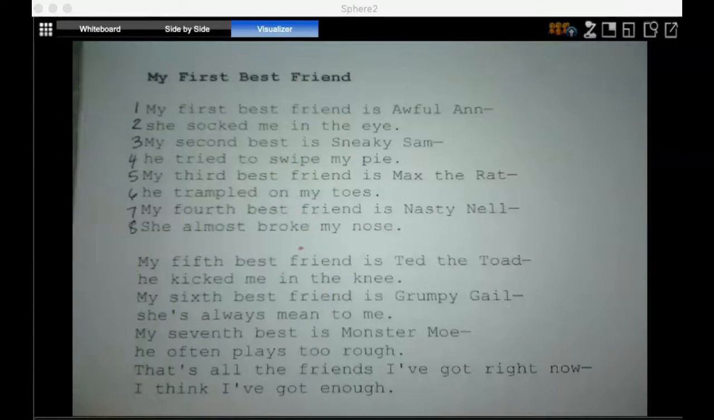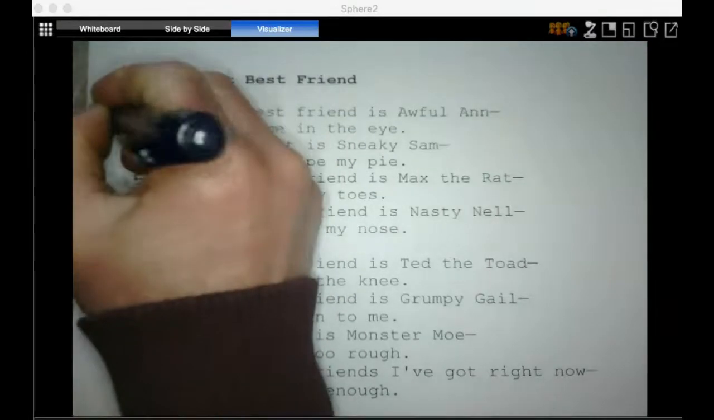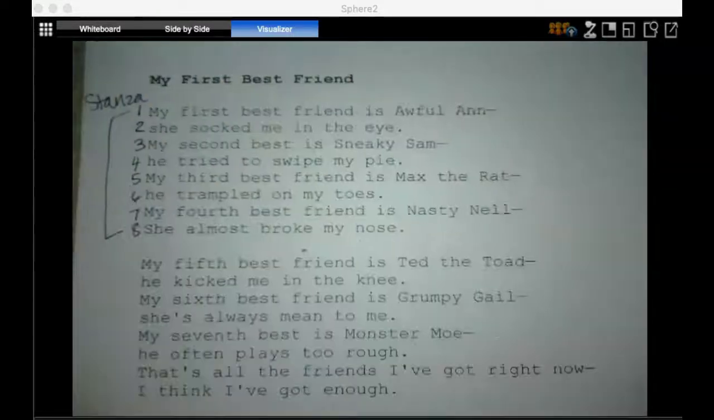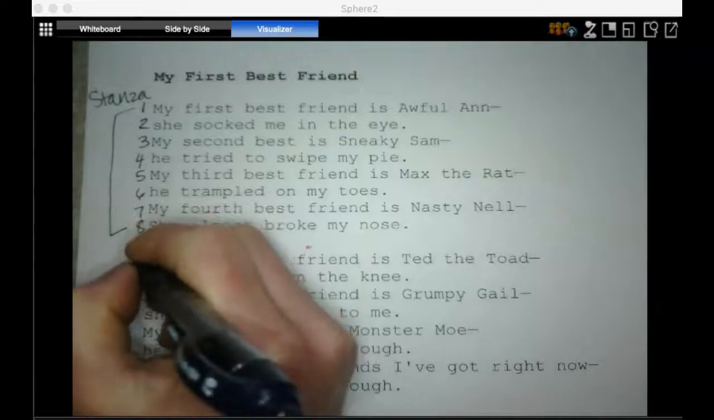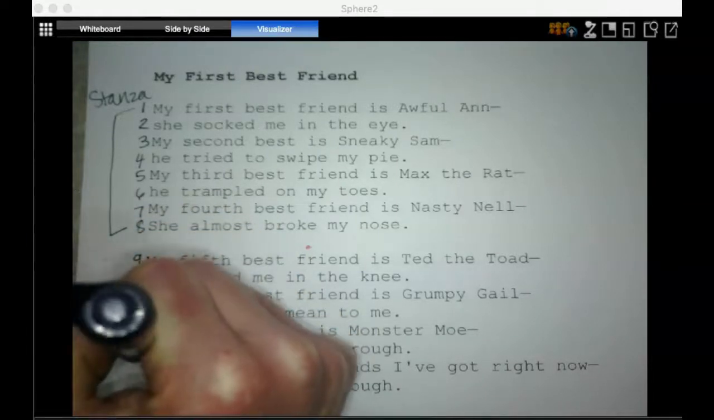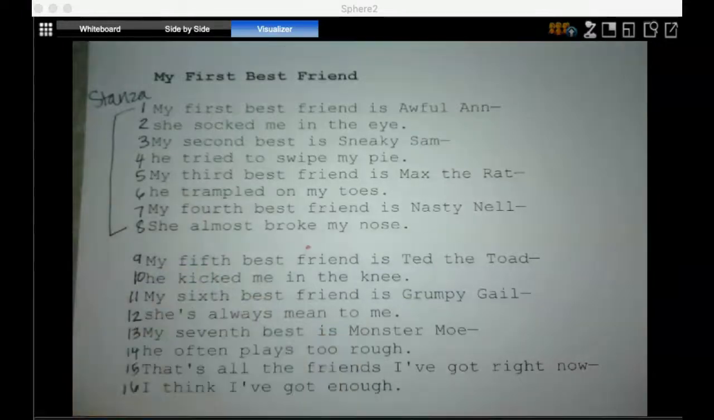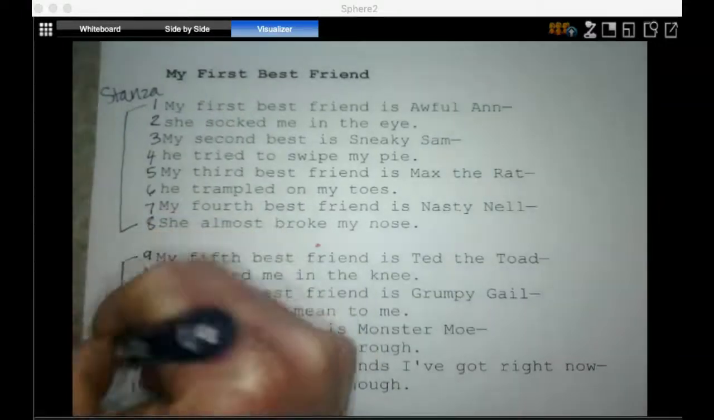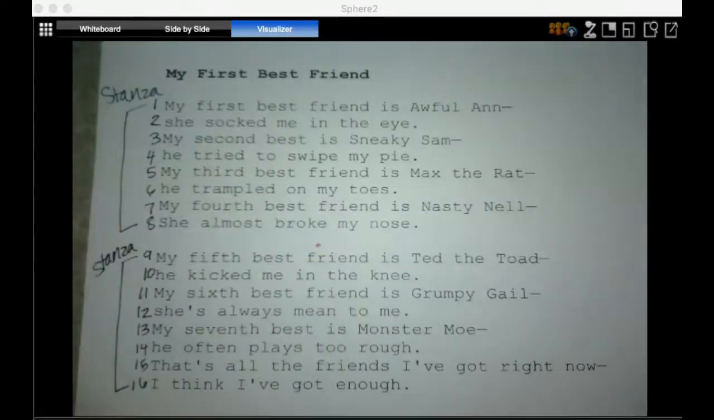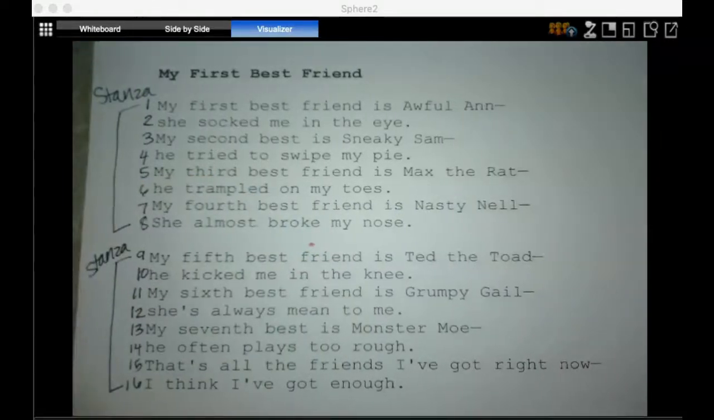Okay, and then I know that in my first stanza, there are 8 lines in this poem that we read. And in my second stanza, we add another 8. So the total number of lines in this poem is 16.